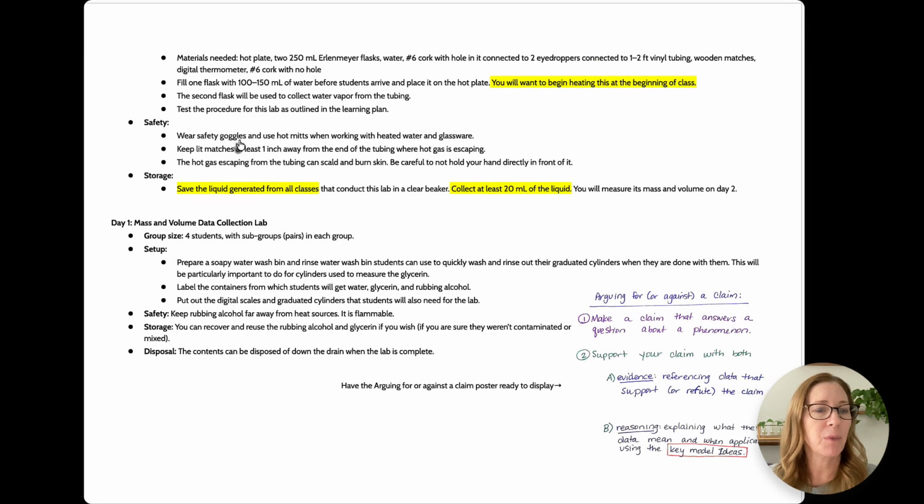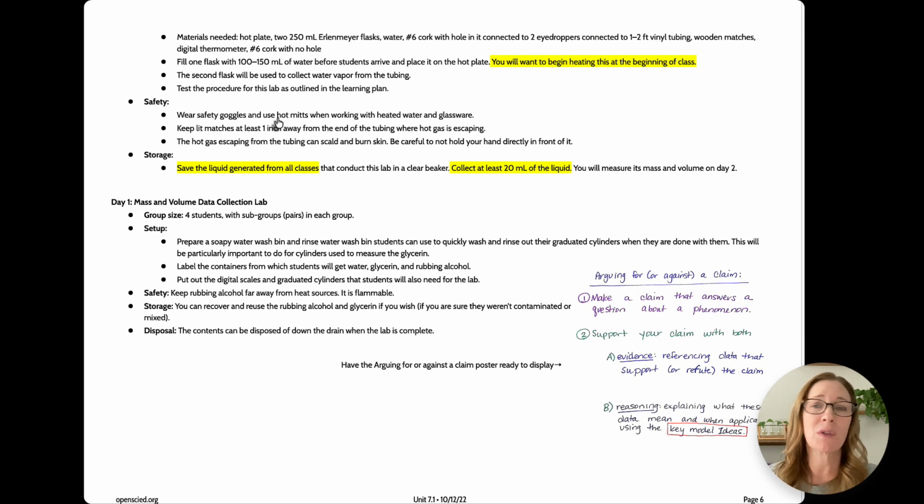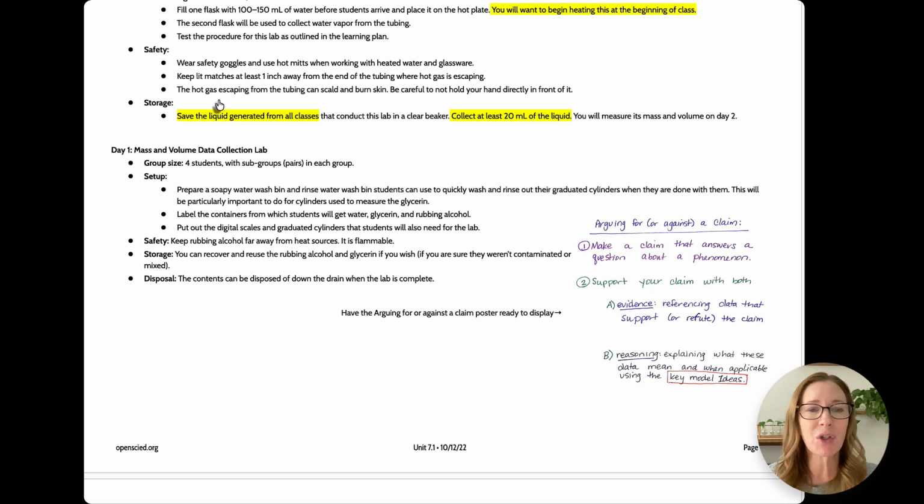Okay, let's see. Please wear goggles and use hot mitts, demonstrate safety, but also things are going to get hot. And then you want to make sure that lit matches are at least 1 inch away from the tubing when you're doing the flame test, but also make sure it's not near your rubbing alcohol.